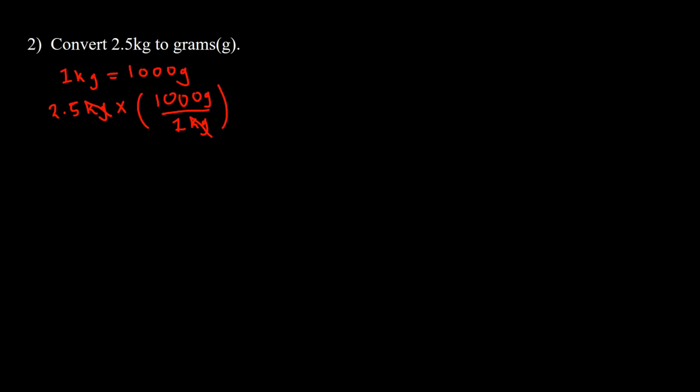Let's multiply the 2.5 by 1000 grams. So we have 2.5 multiplied by 1000 grams. If we do the multiplication, our answer will be 2500 grams. We have converted 2.5 kg to grams now. So we're done with this question. Let's take a look at another question.